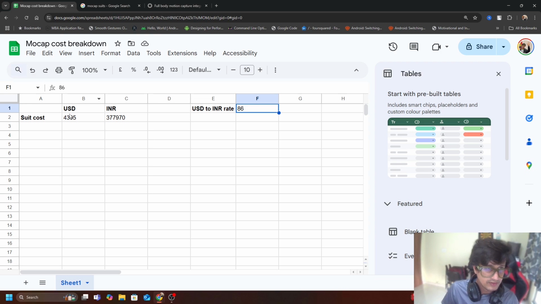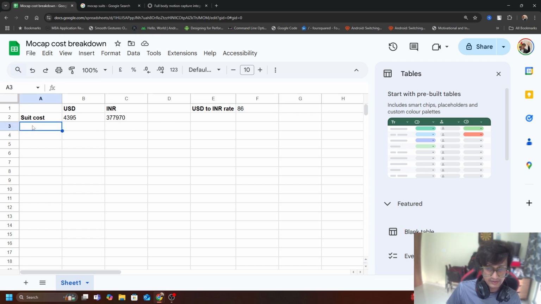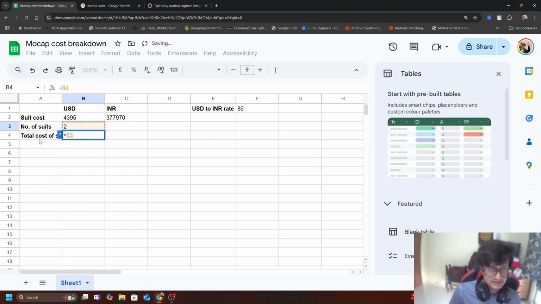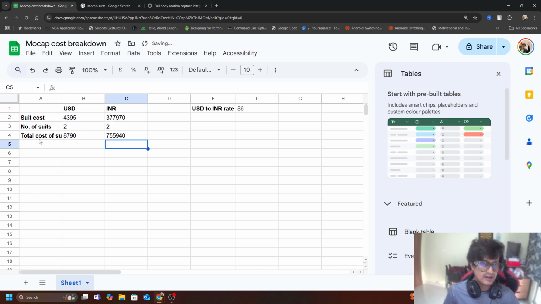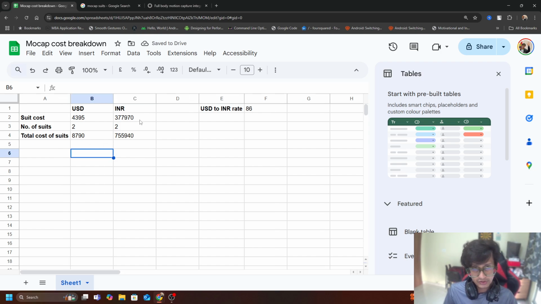Now, this is just the bare minimum cost of the suit, assuming that you require a number of suits, maybe you need 2 suits. So the total cost of suits will be this multiplied by this, and again we will take 2 over here. If you are dealing with 2 suits, that's about 7.5 lakh for both the suits. Now again, it also depends on your full-fledged requirement.